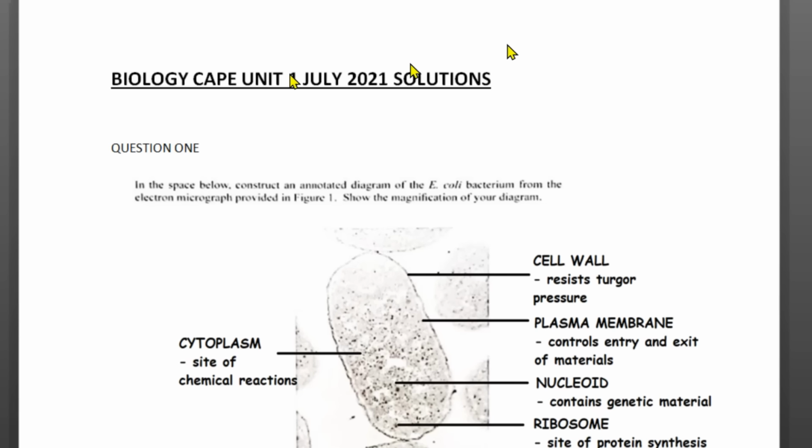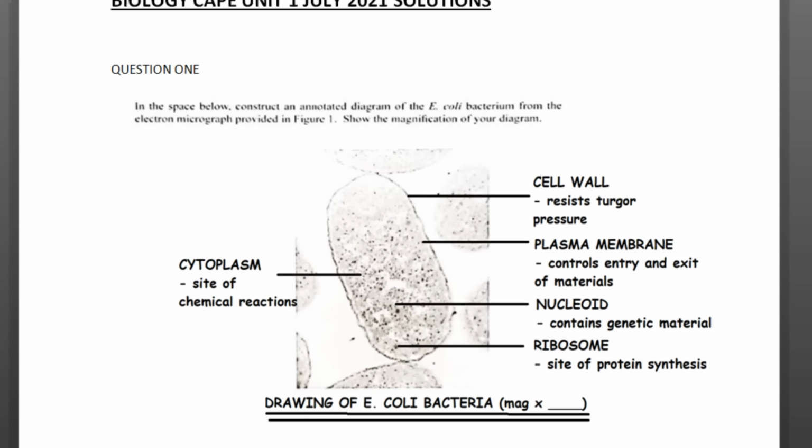Here we go again. Biology, CAPE Unit 1, July 2021. There's a COVID here. So remember the format of this changed. There's 3 questions now instead of 6, with each module being represented by each question.